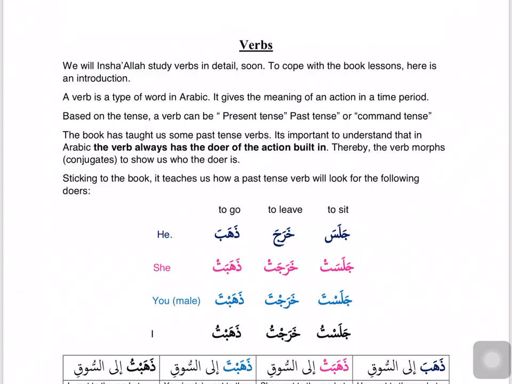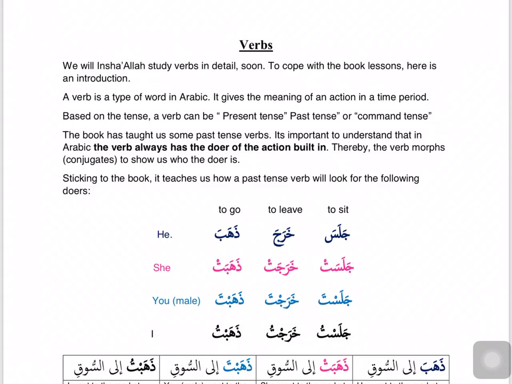So the first thing I want to talk about is af'al, verbs. Generally speaking, a fi'l is one of the types of words in Arabic. What is a fi'l? A fi'l is a word that gives the meaning of an action in a time. Based on tense, a fi'l in Arabic can be divided into three: either a present tense verb, a past tense verb, or a command tense verb. Present tense verb is called a fi'l mudari'. Past tense is called a fi'l madi, and a command tense is called a fi'l amr.